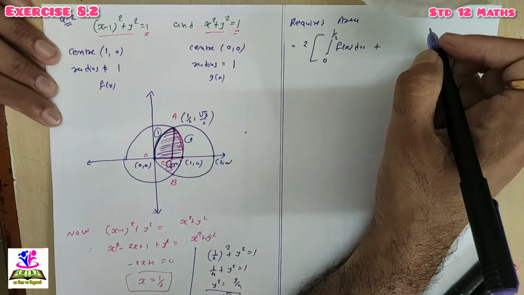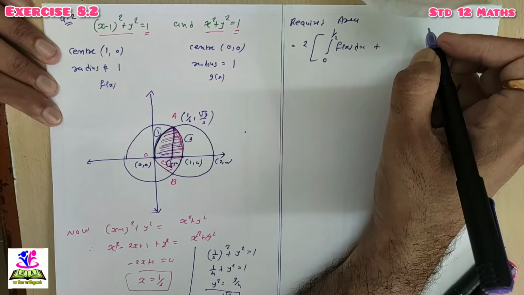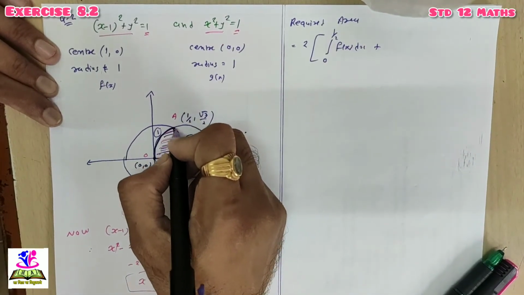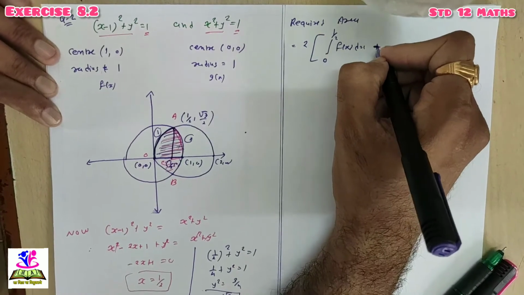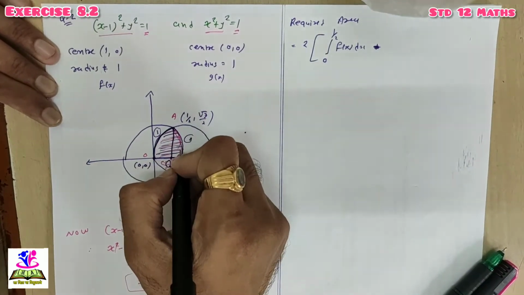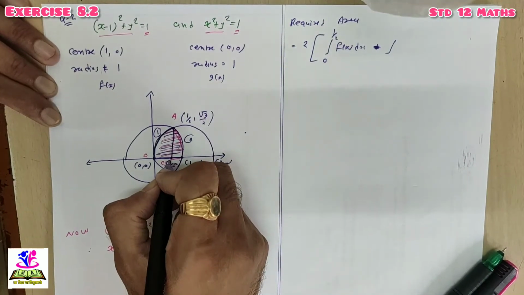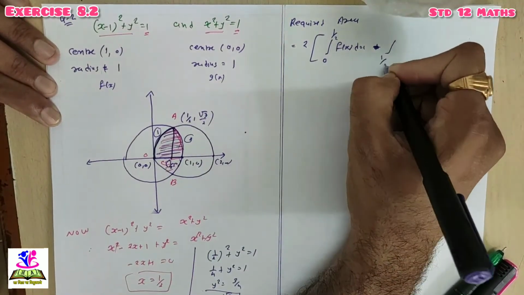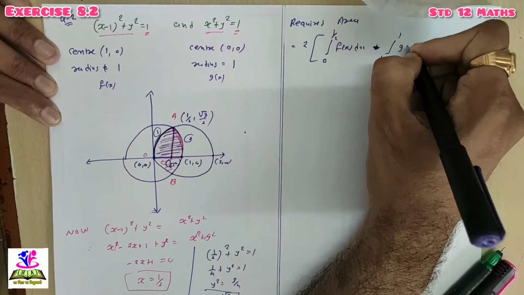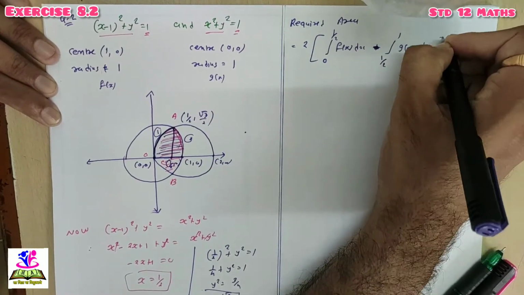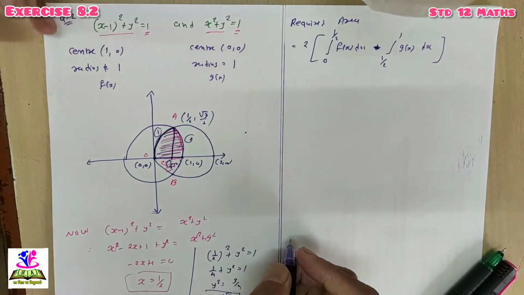प्लस लेना पड़ेगा, नहीं माइनस ही लेना पड़ेगा ना, क्योंकि ये अंदर आएगा. So minus area under this is area common between these two curves. So minus again, कौन सी लिमिट आएगी, 1/2 to 1, g of x dx. Done.